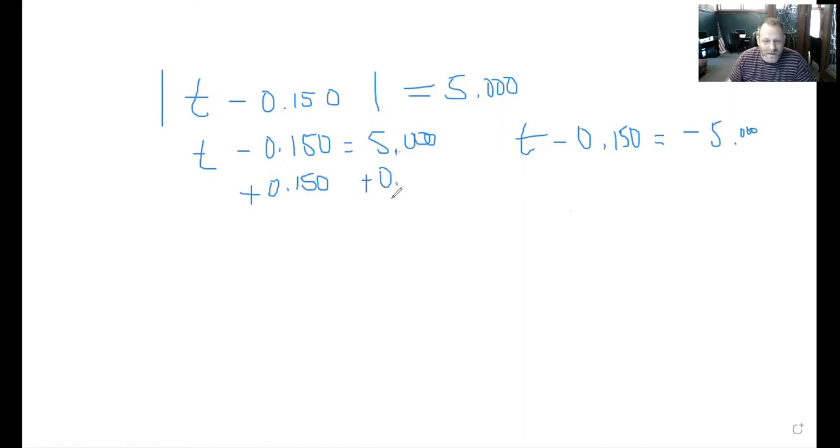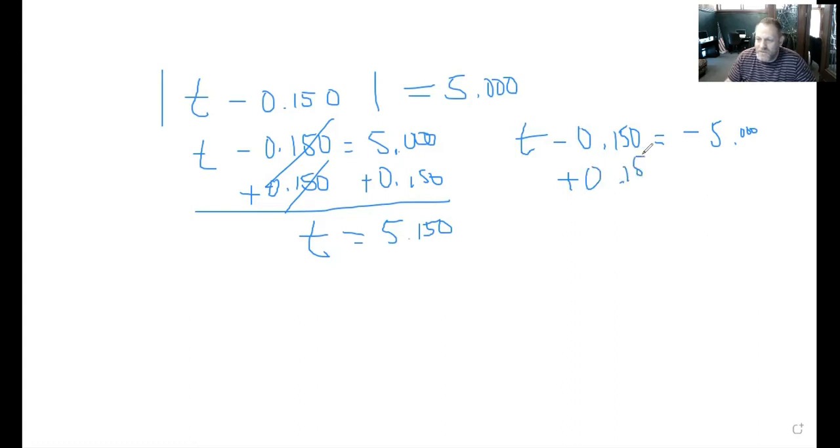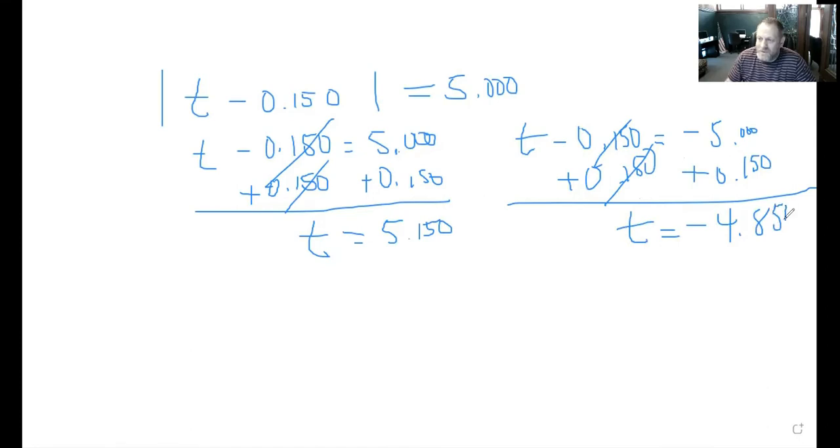Point, that's a point, guys. 0.150. And then cancel. T equals 5.150. All right, so now we're going to do the same thing over here. 0.150, get rid of that. And then we're going to do plus 0.150. And that T comes over by itself, negative 4.850. All right, guys, and that is the end of that problem. That was number 23. All right. Pause the video, guys. Write that down.